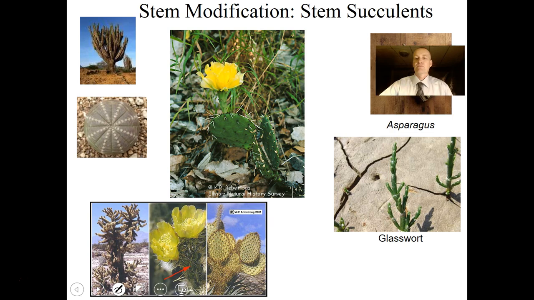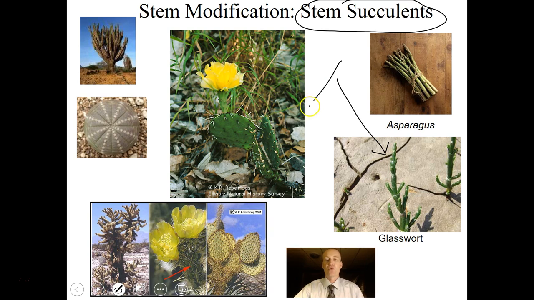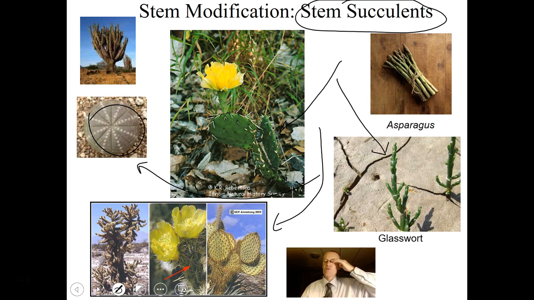A few more modifications. We have stem succulents. This is where you have fleshy stems, like here in the glasswort and over here in these various cacti. These are succulents. They store water. Aloe vera is another one that stores water as well. This is just another cactus here, but you see a lot of these in dry areas. And the reason they're succulent is to store water in between the rainy seasons.